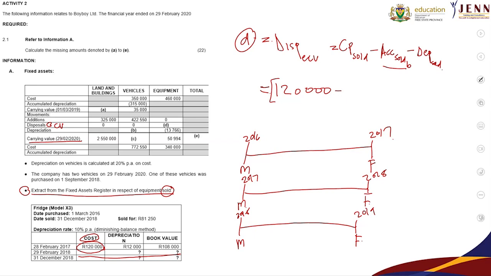Now let us move and check. The date sold is 31st of December 2018. Now let's move. When did we purchase this vehicle? 1st of March 2016. Here is 1st of March 2016.